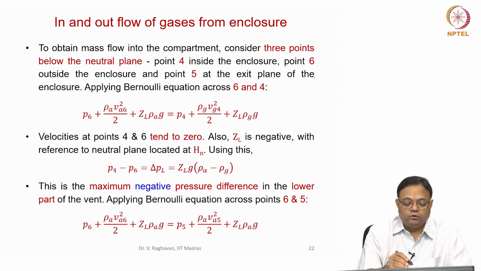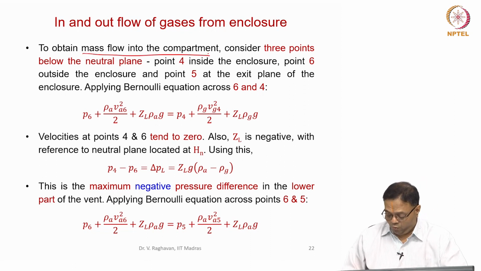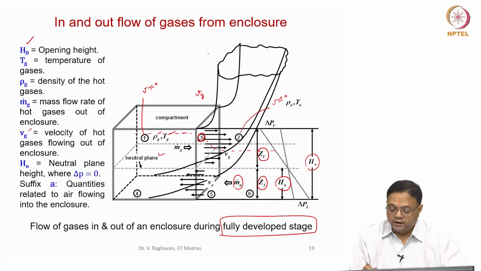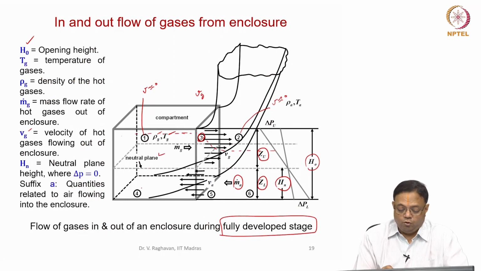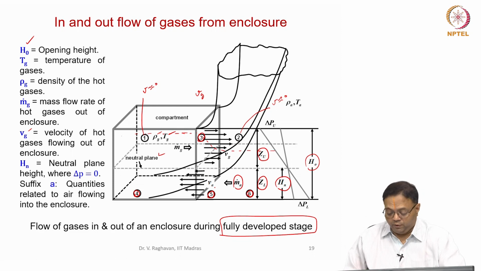Now, let us do the same analysis for the mass flow into the compartment. I go to the figure here. I consider 3 points again below the neutral plane. One is 0.4, which is well within the compartment, 0.6 well outside the compartment, and 0.5, which is at the exit plane of the compartment.